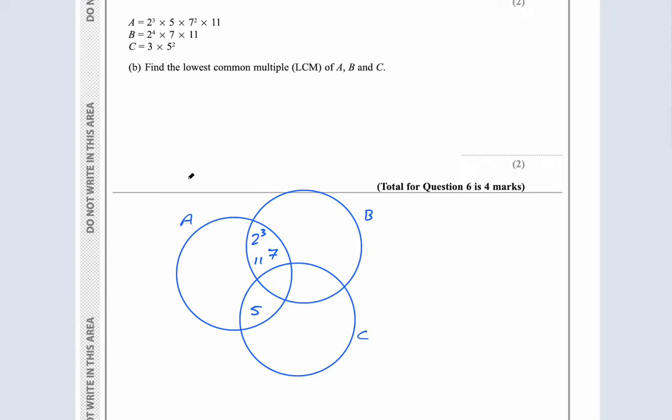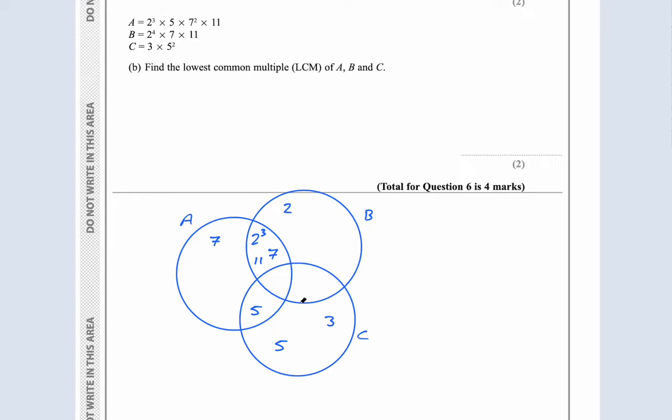So now I just need to do what's left. So I have my 2 cubed in A, I have my 5. I have one 7 here, so I need to put another 7 here, and my 11 is there. So that's fine. What's in my B? Well, I have 2 to the 4 there, and I've only 2 cubed there, so I need to put another 2 there. My 7 is there, and my 11 is there. That's fine. And finally, C has a 5 there, but we need a 5 squared, so I need another 5, and a 3, which is going to go there.